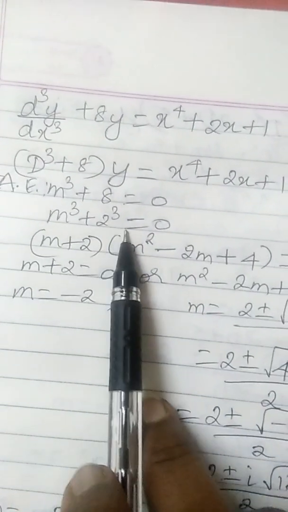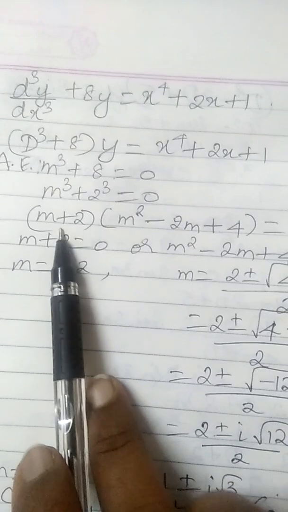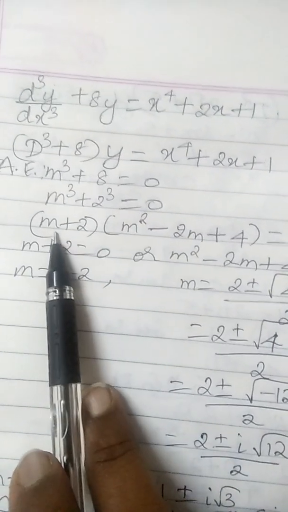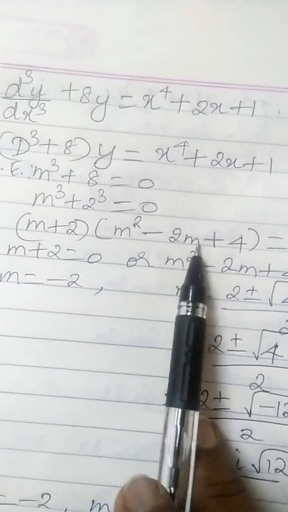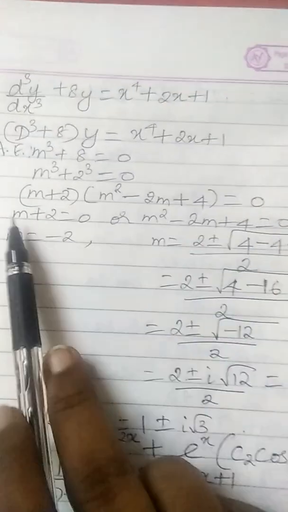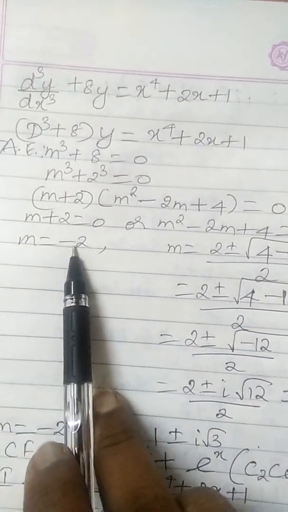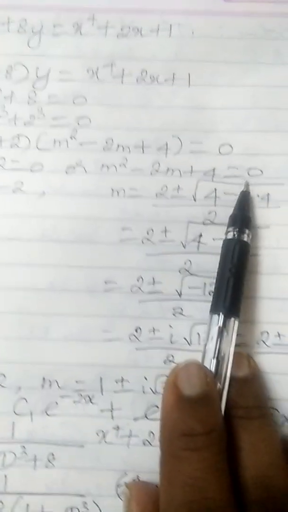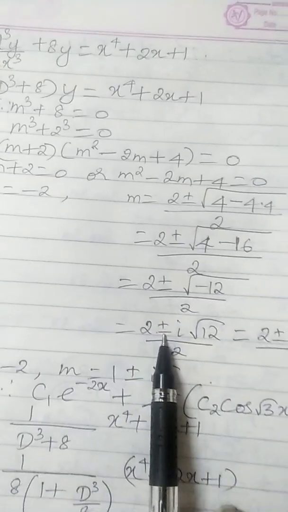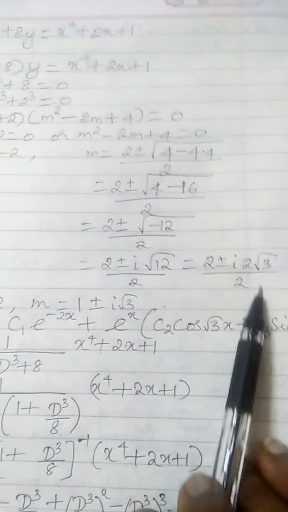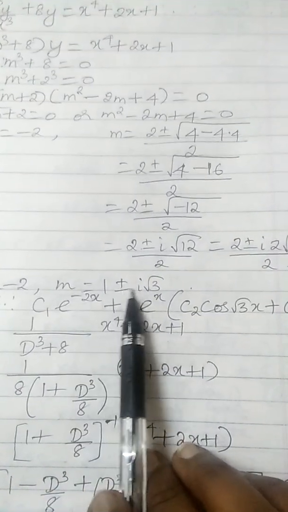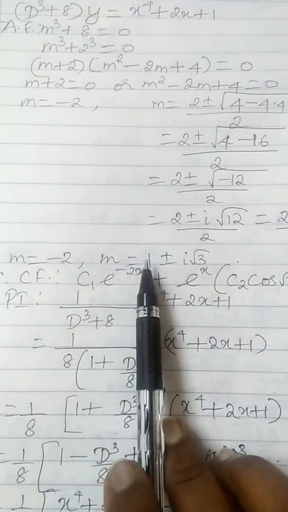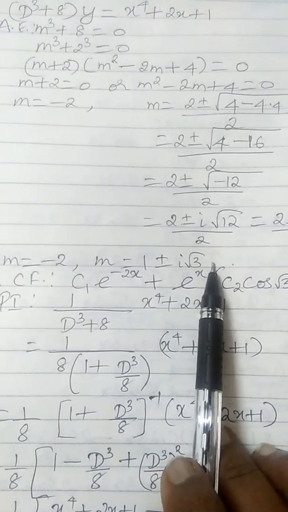It is in the form of m cube plus 2 cube equal to 0. That is a cube plus b cube formula: a plus b into a square minus ab plus b square equal to 0. So m plus 2 equal to 0 gives us m equal to minus 2. m square minus 2m plus 4 equal to 0 is non-factorizable. Hence using the formula and simplifying, m is equal to 1 plus or minus i root 3. Therefore, m is equal to minus 2 and 1 plus or minus i root 3.